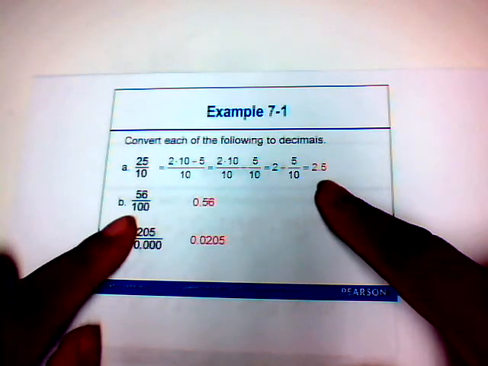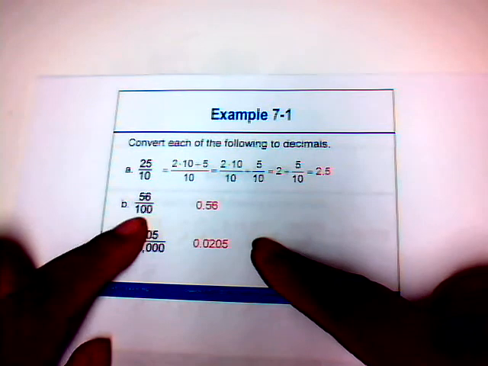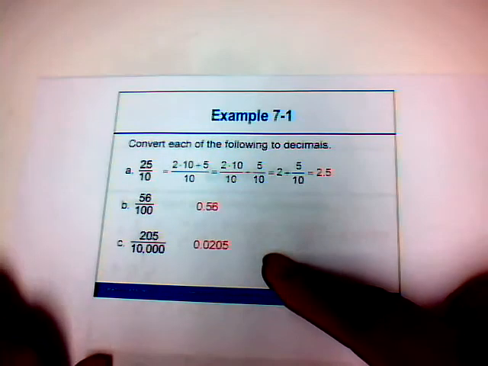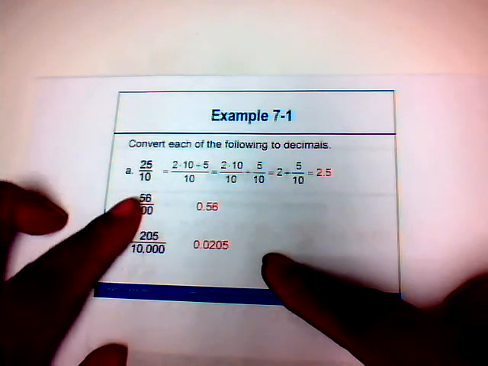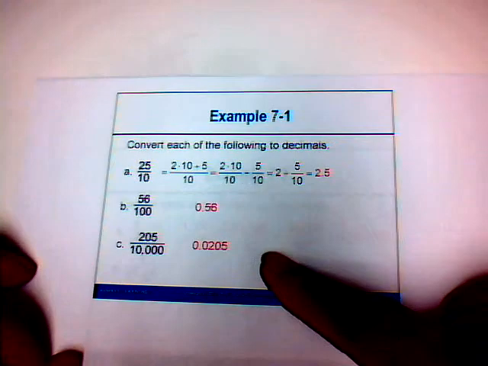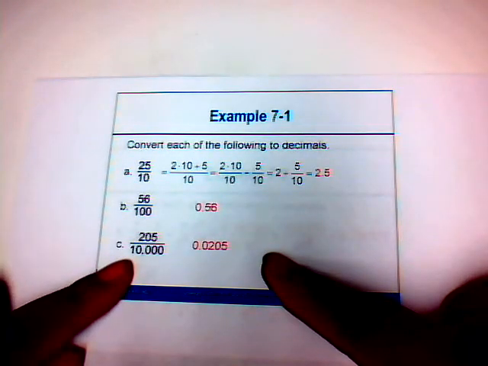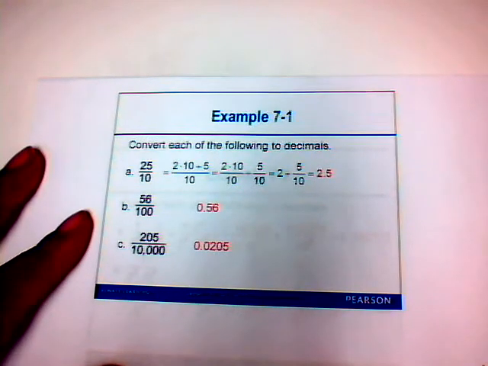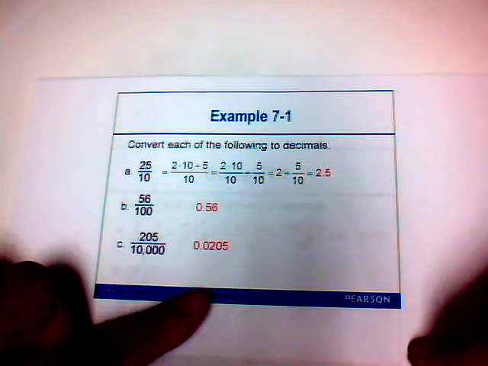56 over 100 would be 0.56. Because if you look at the number 100 in the denominator, there are 2 zeros. So that means there must be 2 numbers behind the decimal point, and the 5 and the 6 will fit. Now for the 205 over 10,000, there are 4 zeros in the number 10,000. So that means there must be 4 digits behind the decimal point.